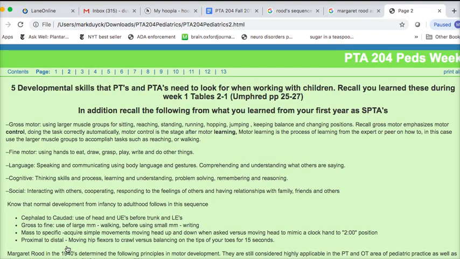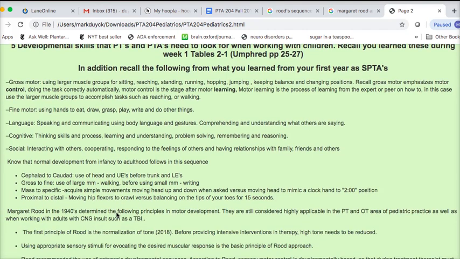So if you recall from PTA 100, Margaret Rood was a physiotherapist from the 1940s. So what she proposed in the 1940s still has application today in terms of her approach to development and sequencing of specific postures or positioning, from starting out in, for example, side lying, and then over time progressing to standing.